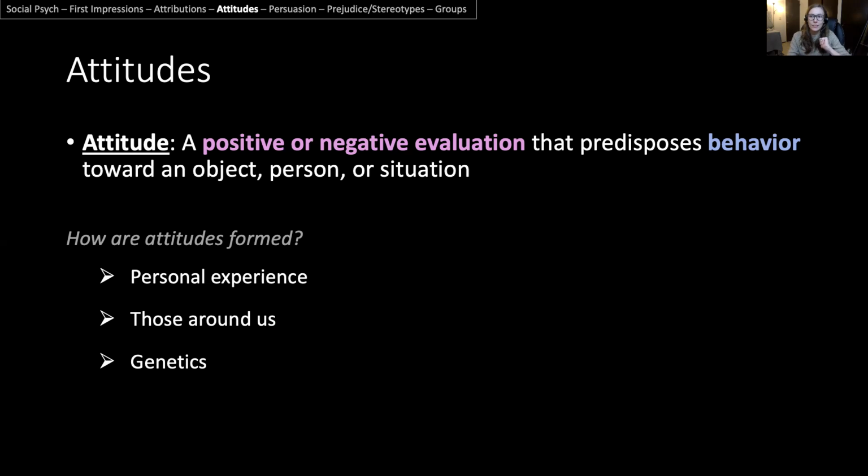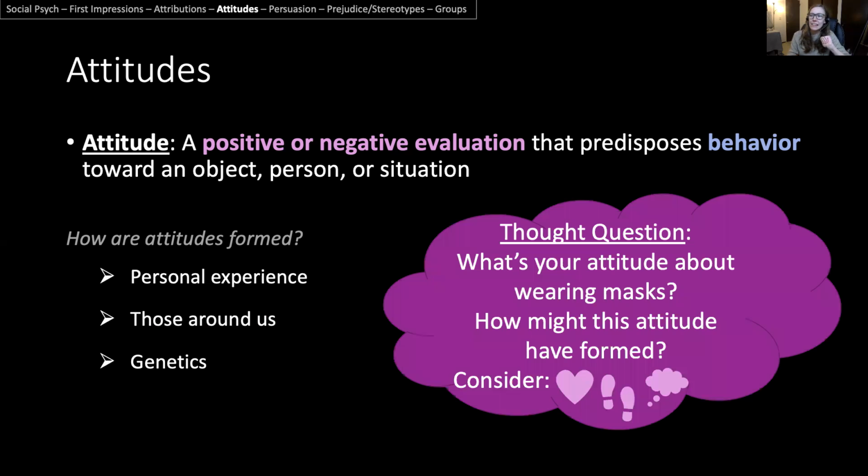So thinking about these things, how attitudes might be formed, let's return back to COVID again. And I want you to tell me, don't feel shame, there's no right or wrong answer to this question. But I want to know what your personal attitude is about wearing masks. But more importantly than what your attitude actually is, I want you to think about why you think that attitude formed the way that it did.